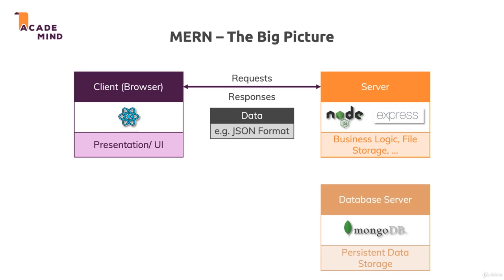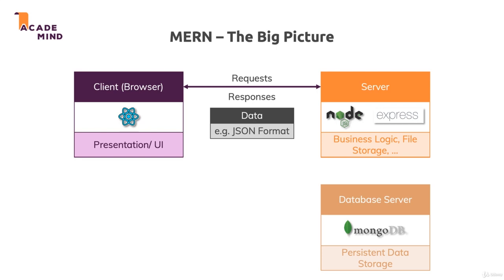Now, that database server can run on the same machine as our Node Express server or on a totally different machine. That doesn't really matter. The database server in MongoDB is then used for the persistent data storage. Not file storage. You should always store files on a file system, not in a database, but any other data, like the name of a product, the price of a product, the users of our web application. Things like that would be stored in a database like MongoDB.